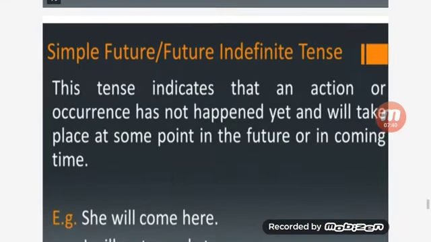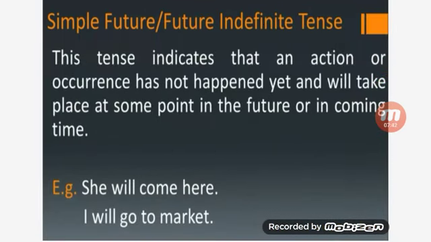Okay. Now simple future or future indefinite tense. This tense indicates that an action or occurrence has not happened yet and will take place at some point in the future or in coming time. For example, she will come here. I will go to market. So these sentences are showing that action will take place at some point in the future or in coming time.